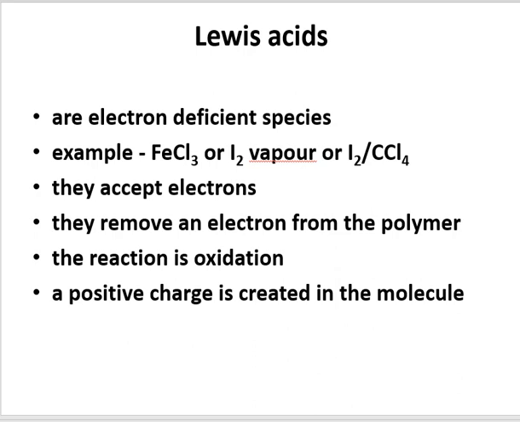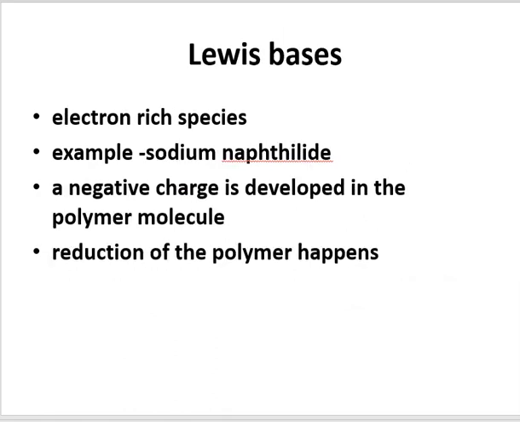A Lewis acid is an electron deficient species. That means it does not have enough electrons and they accept electrons from a donor. Some examples that we are going to use here are ferric chloride or iodine vapor or iodine in carbon tetrachloride. They remove an electron from the polymer and therefore the reaction is called an oxidation. A positive charge is created in the molecule, the polymer.